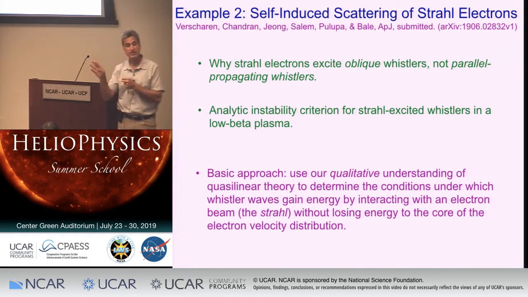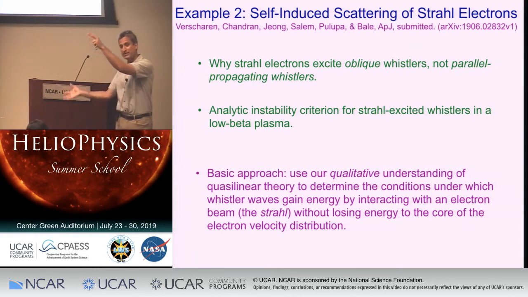The strahl excites these whistler waves. The whistler waves then scatter the strahl electrons via quasi-linear diffusion so that that beam of electrons spreads out in velocity space, becoming the halo.